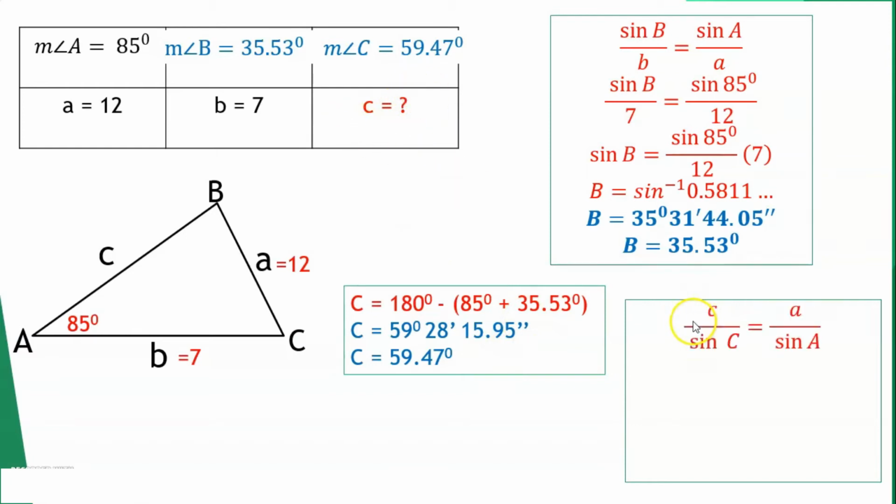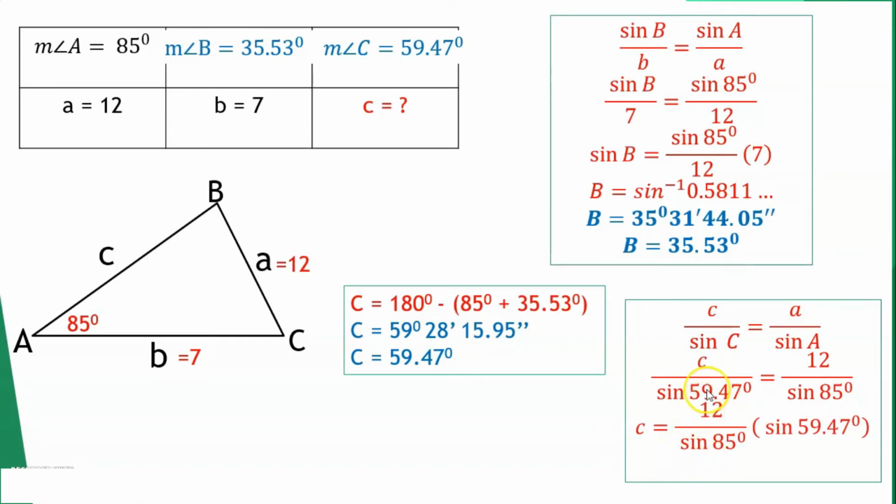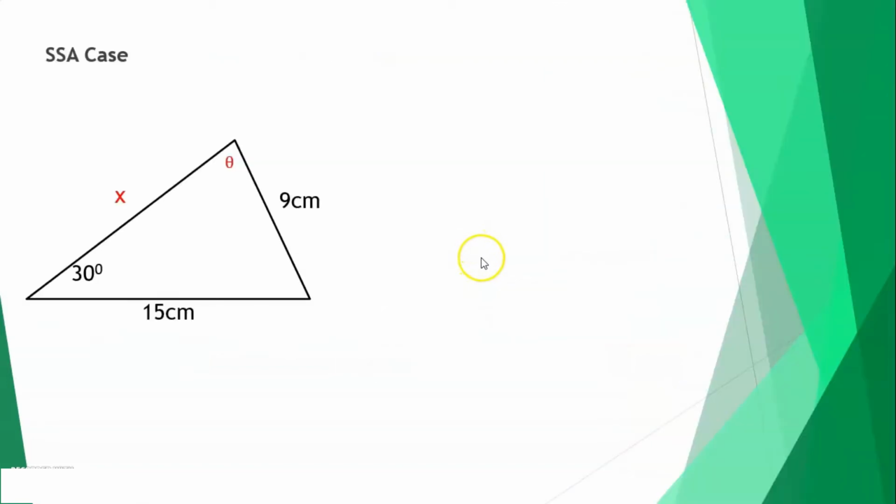With this, the missing is side C. So for side C, we can have C over sine C is equal to A over sine A. So substituting, we'll get this. Cross multiply. So that would be 12 over sine 85 times sine 59.47 degrees. So side C here is around 10.38. So take note of this one.